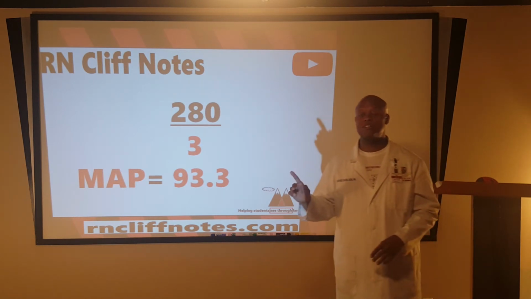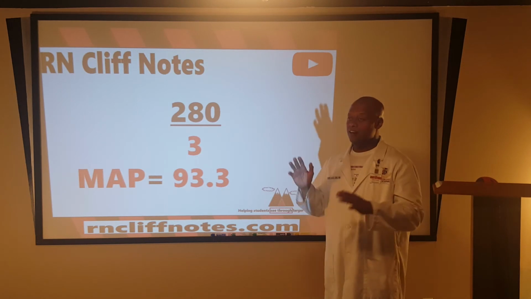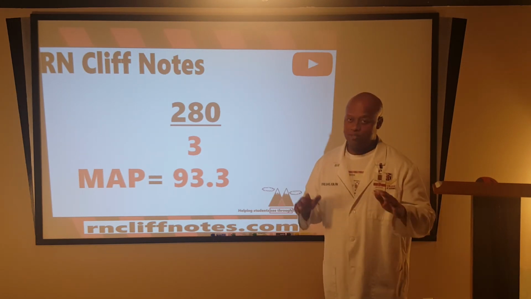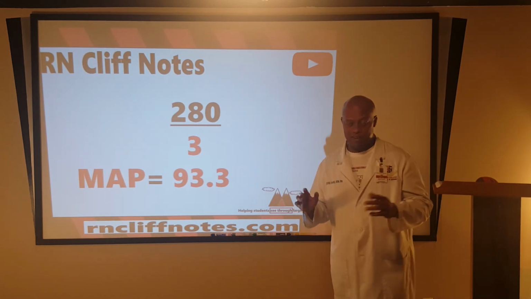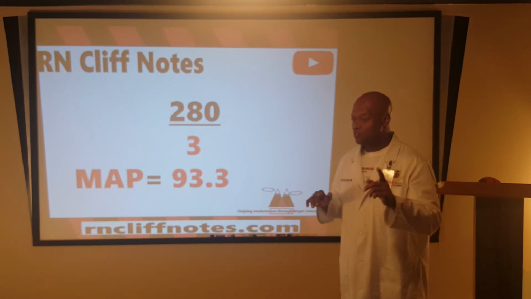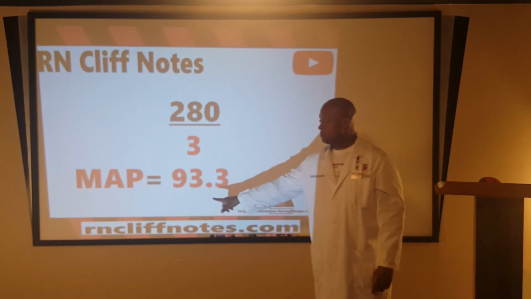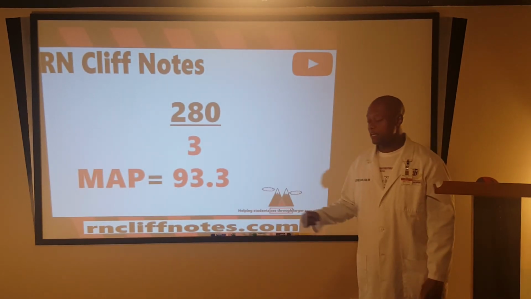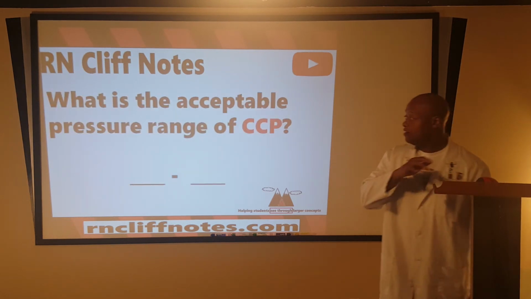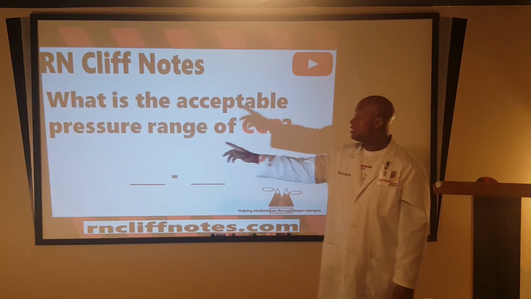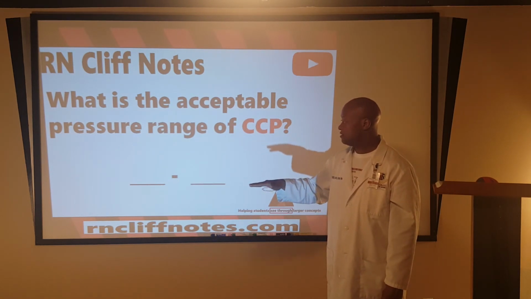Now that's a good one to know in terms of 120 over 80, because lately, we go back and forth with the blood pressure, what's normal. But acceptable ranges lately, in many cases, are 120 over 80. So for that 120 over 80, if that's the acceptable normal, then the acceptable mean arterial pressure would be 93.3. Okay? Super. Now, on to the next part. What is the acceptable pressure range of the CPP?